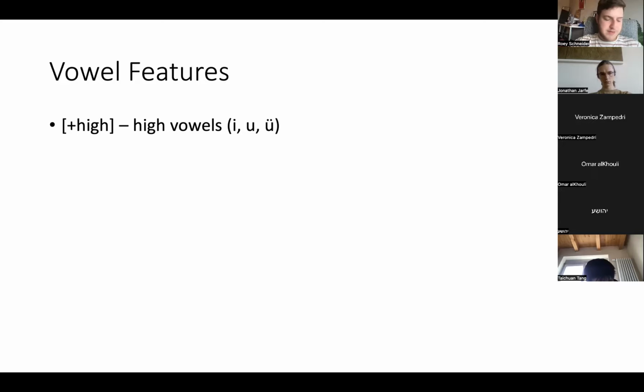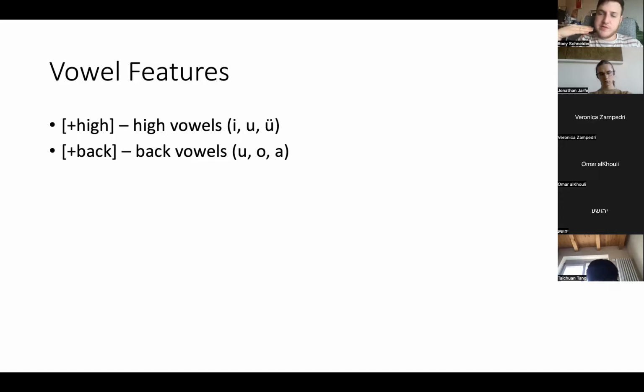So in vowels, the most important features are high and back, or height and backness, or something like that, which refers to the position of the tongue in the mouth. So high vowels are closed vowels, meaning that you need to close the mouth, or relatively close the mouth, while producing them, which means that your tongue has to be high, so close to the palate.